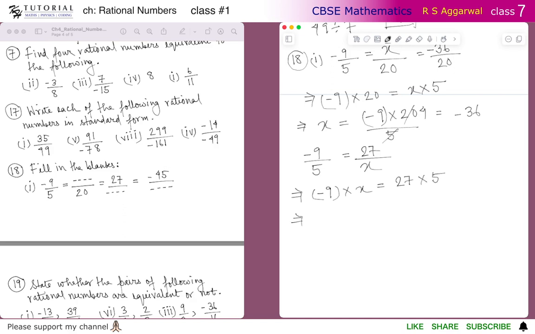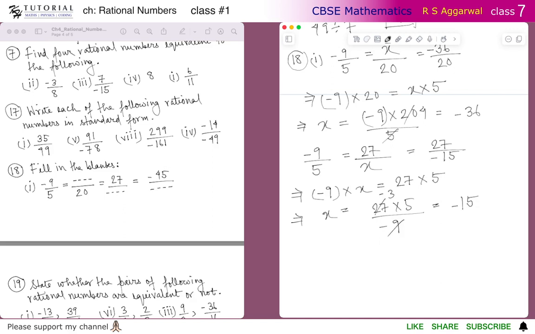From here we know that x will be equal to 27 into 5 divided by 9. Now, if we cancel minus 9 and 27, we get, by 3, this is minus 3. So this becomes minus 15. So x is minus 15. So this is 27 by minus 15. Second blank is minus 15.